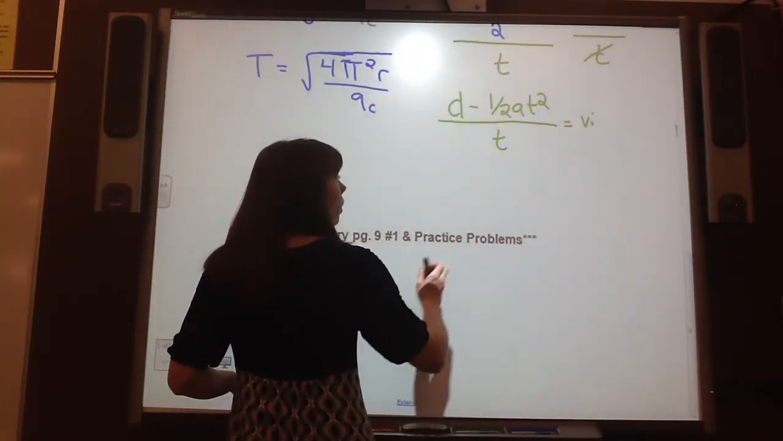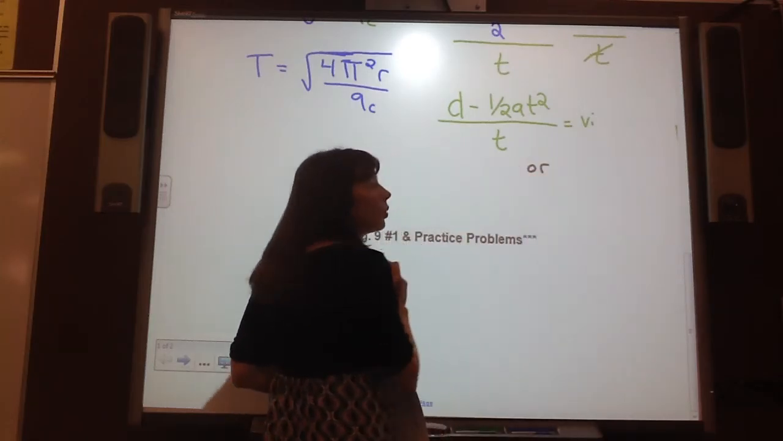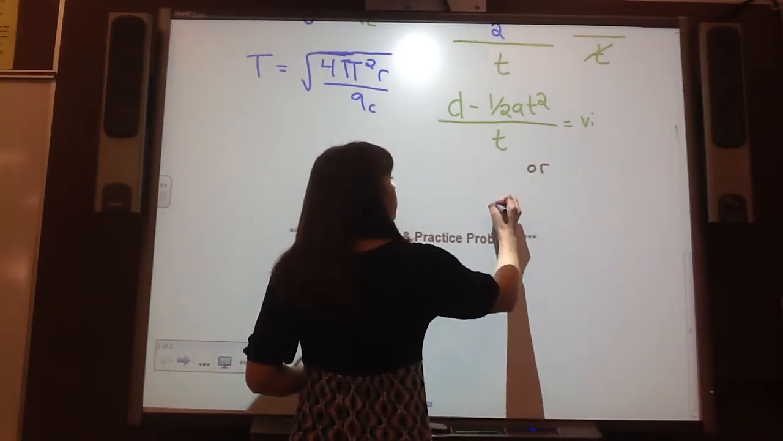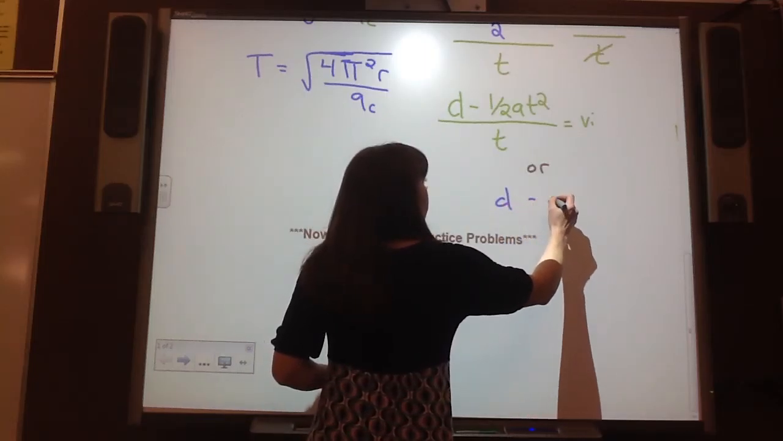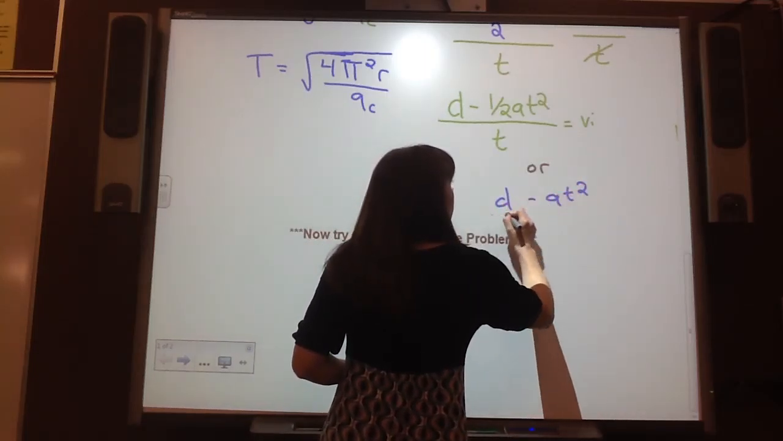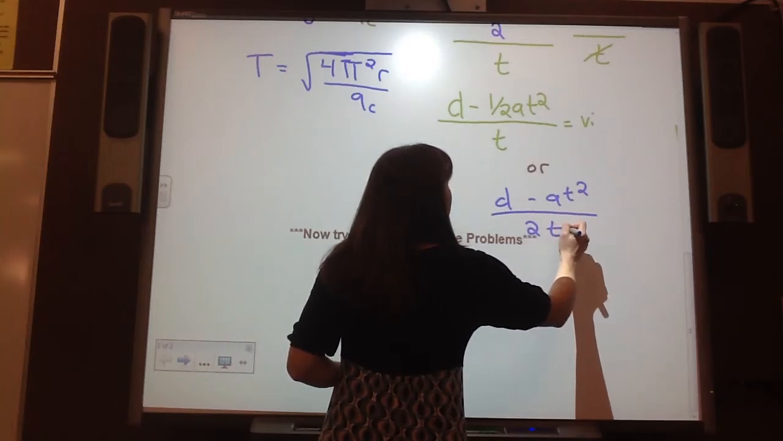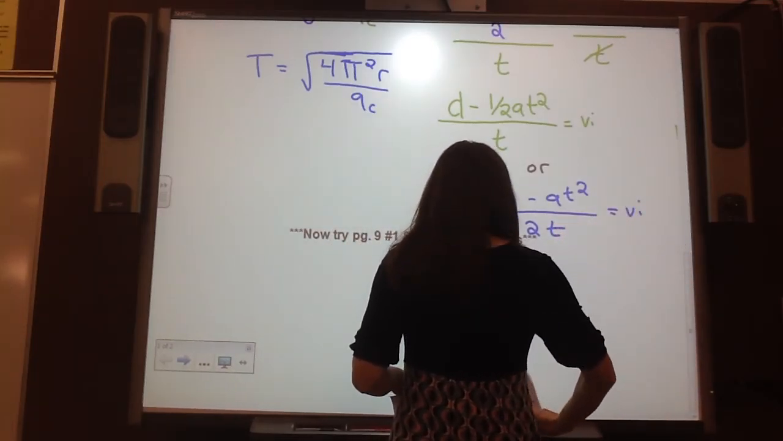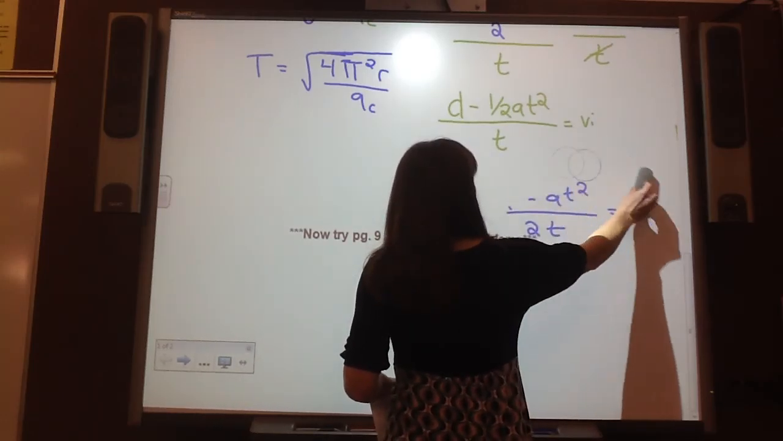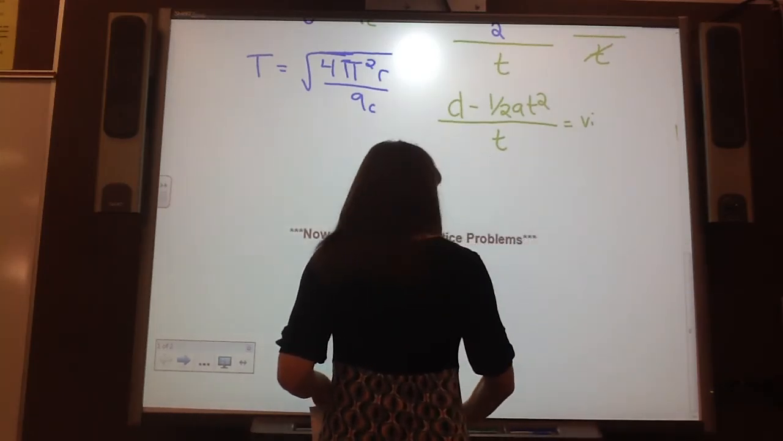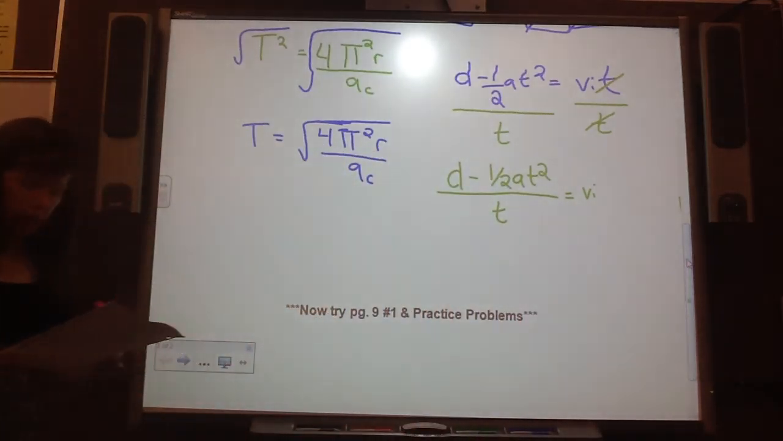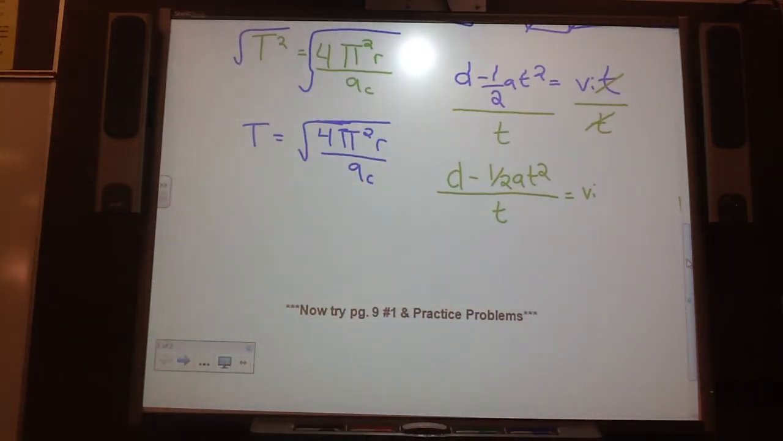Or this would also be appropriate to write it like this. D minus AT squared divided by 2t equals VI. Oh, no, actually, never mind. Ignore that. I'm not confident about that. Okay, so now I think on the back side you have your practice problems.